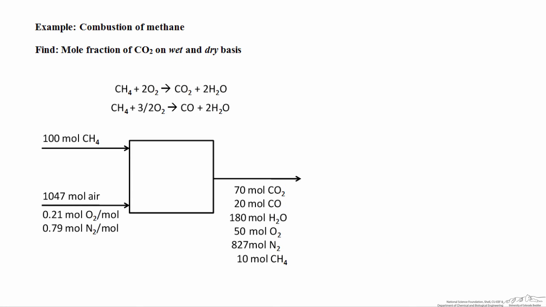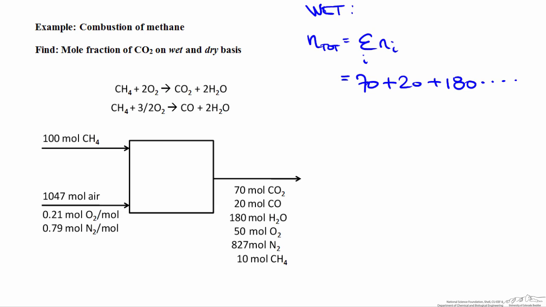In this example, we want to find the mole fraction of carbon dioxide in the stack gas on both a wet and a dry basis. So we'll start with the wet basis first. If we want to find the mole fraction of carbon dioxide on a wet basis, we need the total number of moles of the entire stack gas, including water. So we can simply sum up the number of moles of every species that we have. In this case, for example, we have 70 moles of carbon dioxide, we're adding 20 moles of carbon monoxide, and we're adding the 180 moles of water that we have. If we add oxygen, nitrogen, and methane as well, we have a total of 1157 moles.